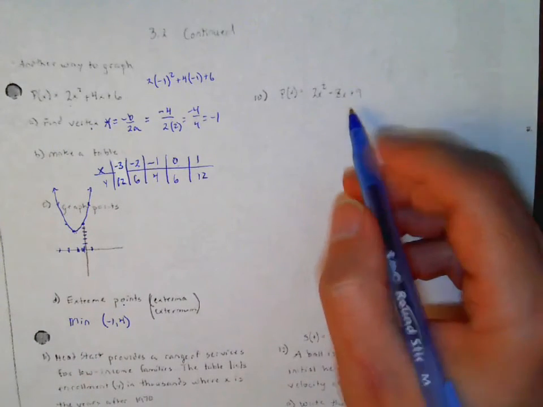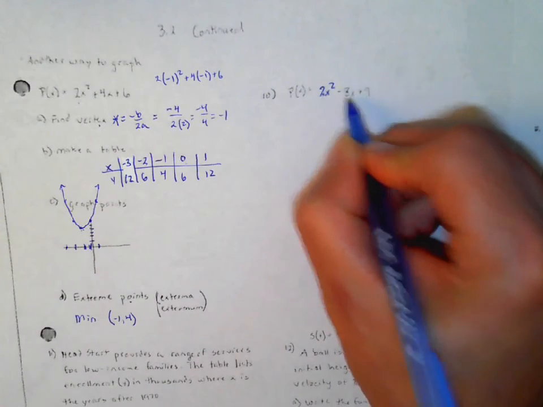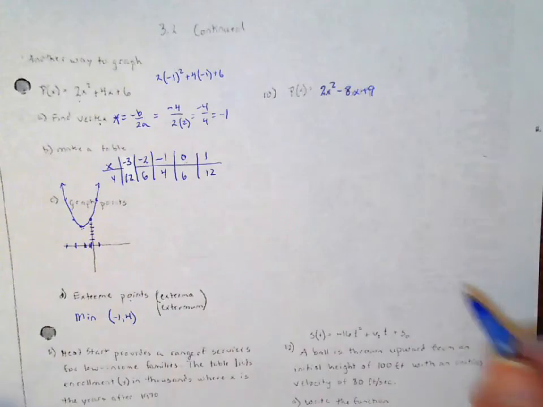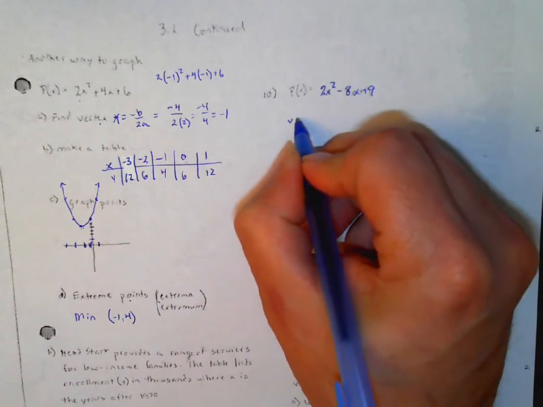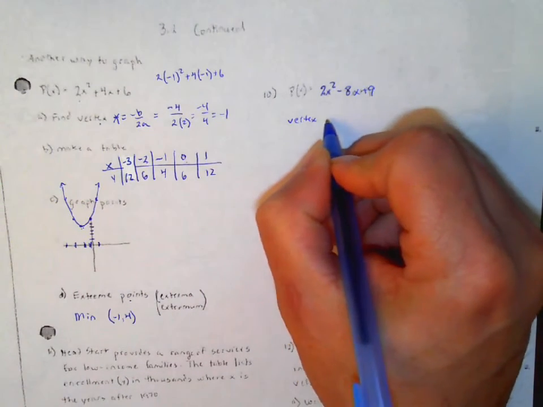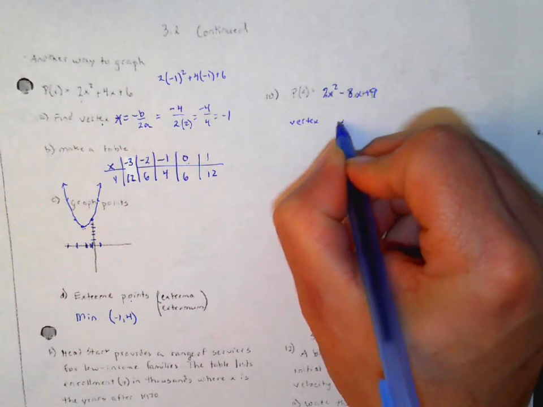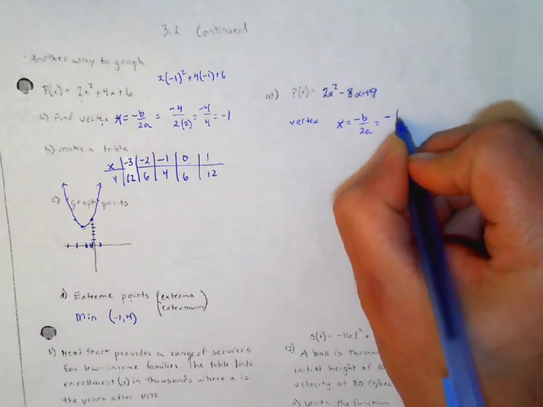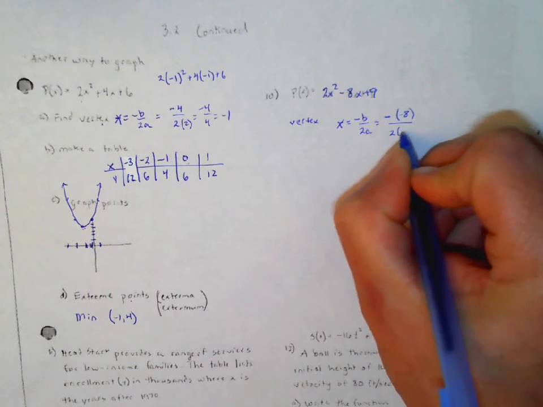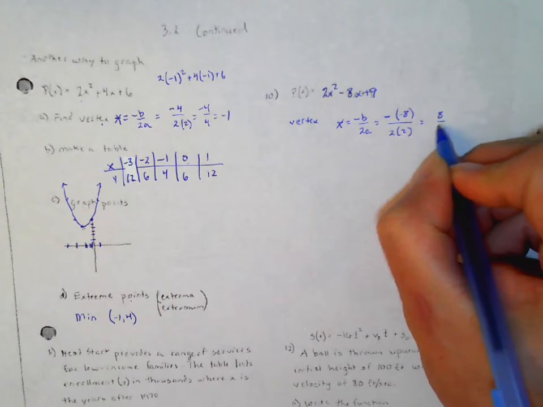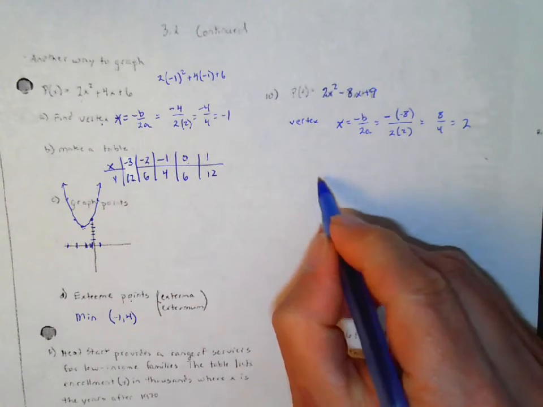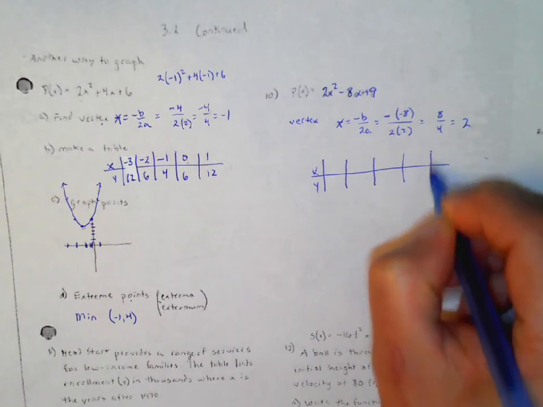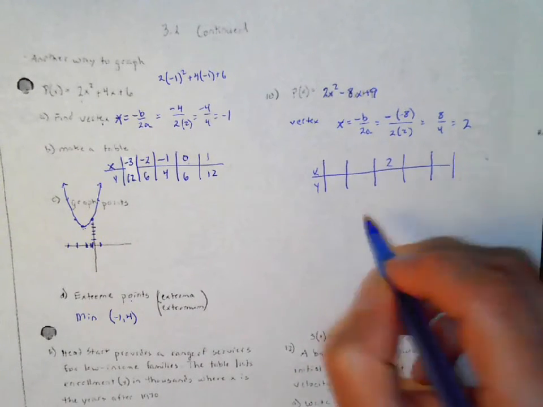Okay, number 10. Okay, so we want to graph this using this method again. So we're going to try and do it by yourself and then unpause it. The vertex, the x is at -b/2a, which is negative, and your b is a -8, over 2 times a, which would be 8/4, which is at 2. So I know in my table, the middle of my graph is at 2.